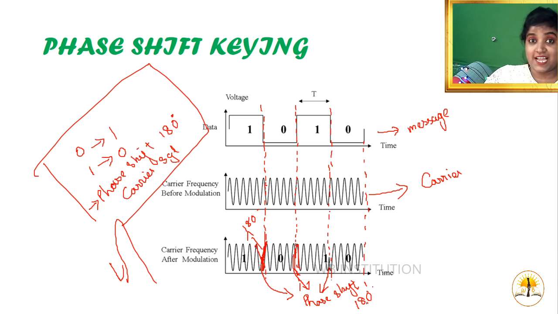Hope you understand what digital modulation is and what its types are: amplitude shift keying, frequency shift keying, and phase shift keying. Hope this video is very helpful for you guys.